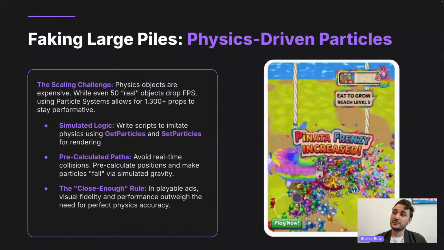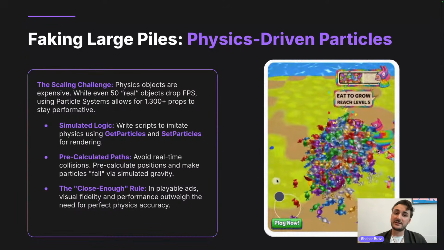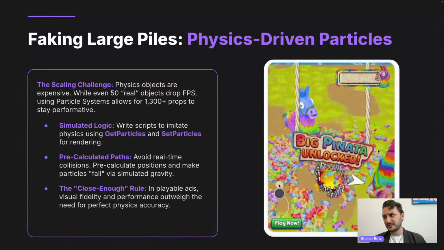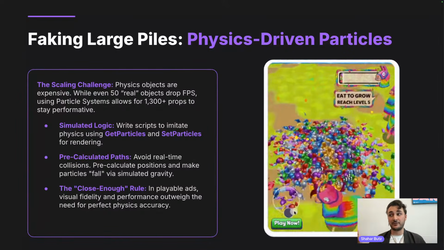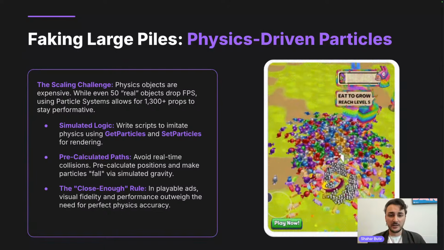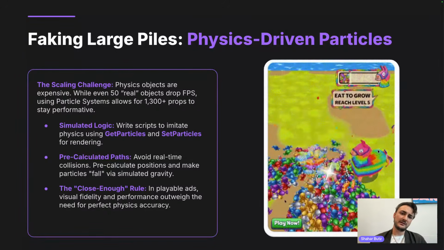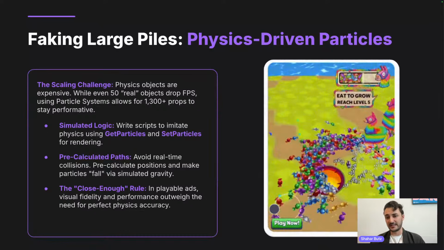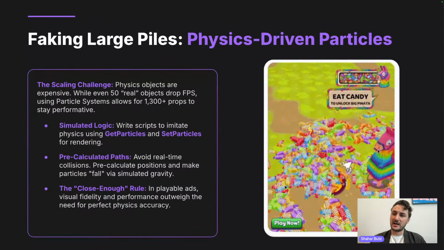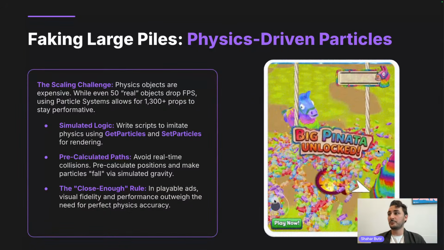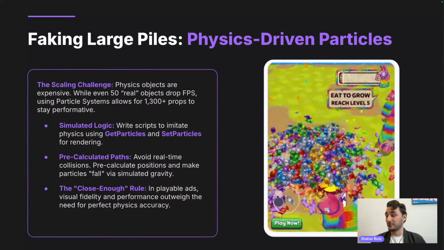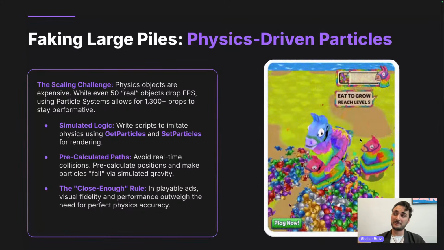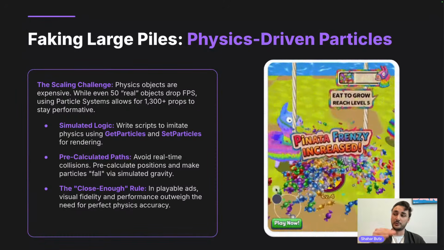So what I want to do in this scenario is create a manager, basically, that imitates physics for me, or imitates enemy behavior if you maybe want an army of enemies. And by writing a script that imitates physics and uses the particle system for rendering using GetParticles and SetParticles, I can have even 1,300 props in my scene. This is a specific number that I can have here before my performance drops from moderate to poor.